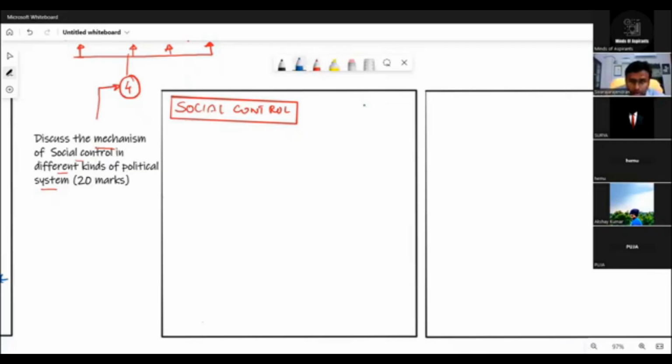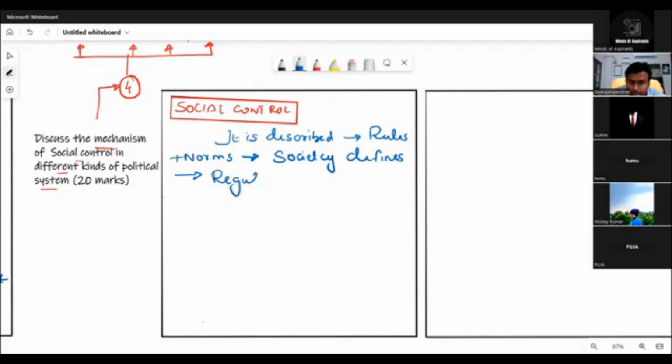When you're talking about social control, it is described as a set of rules and norms that a society defines for the regulation of individuals. In sociology also, this point is there. Social control is how I control you through rules and norms, and you can talk about customs also. Customs, rules, traditions, all these are used for molding or regulating you. That is what is called social control.